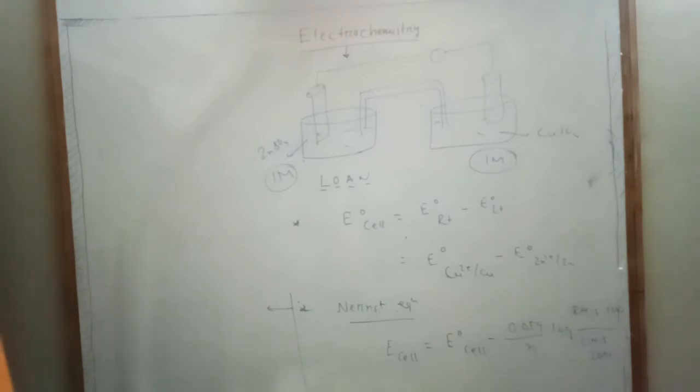And another one is the value of del G. Actually, del rG standard equals minus nF E naught of cell. So we can calculate that, and again we are getting del rG standard is equal to minus 2.303 RT log Kc. So these are the formulas that we have derived from the Nernst equation. Then we have learned about the batteries.